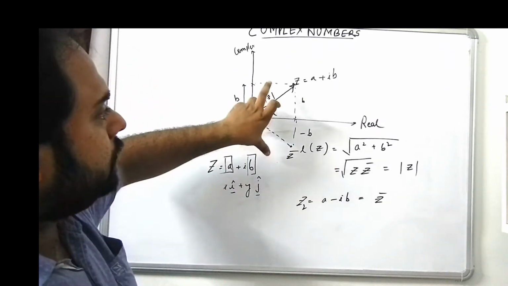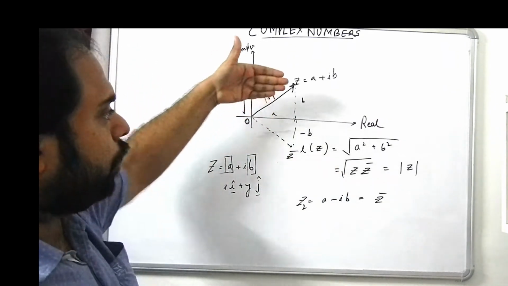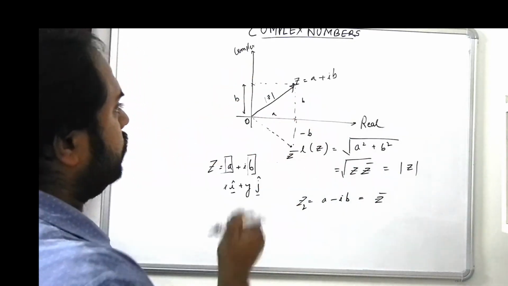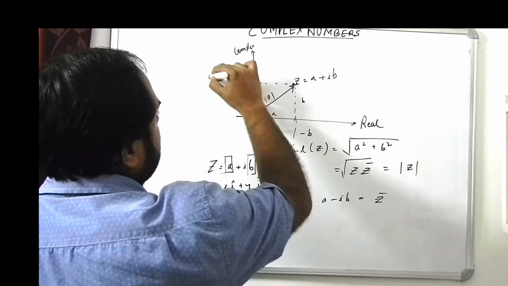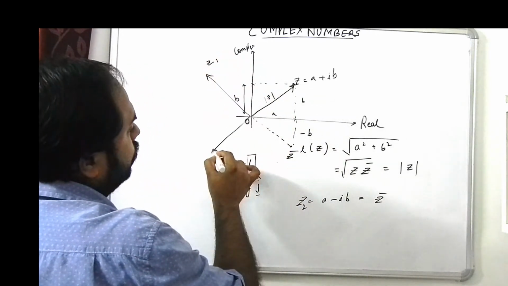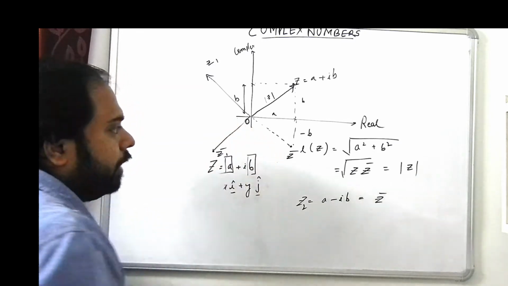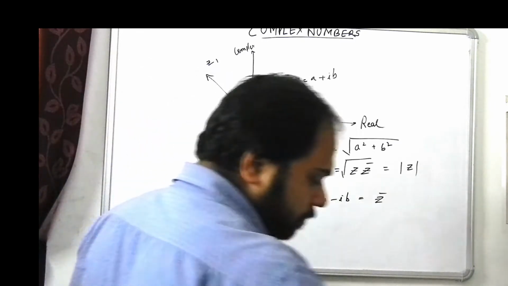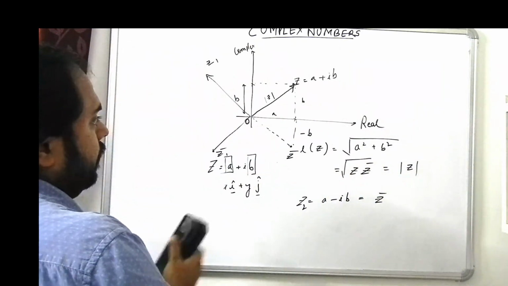So z bar is nothing but the image of the complex number in the real axis. If I take the image of this, it is going to be this. Now this is another complex number, z1. So I know that z1 bar is going to be like this. So this is z1 bar. This is one representation of a complex number in the Argand plane.